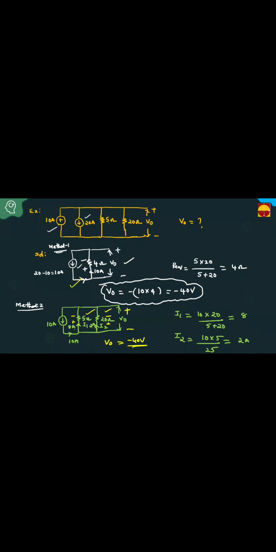Yeah, this is the information about the sources. Now, with this knowledge, we go for the source transformation technique. That is one concept. And one more concept is star to delta, delta to star conversion. After that, we go for the different models of questions before starting nodal analysis and mesh analysis. Yeah, this is about today's session.